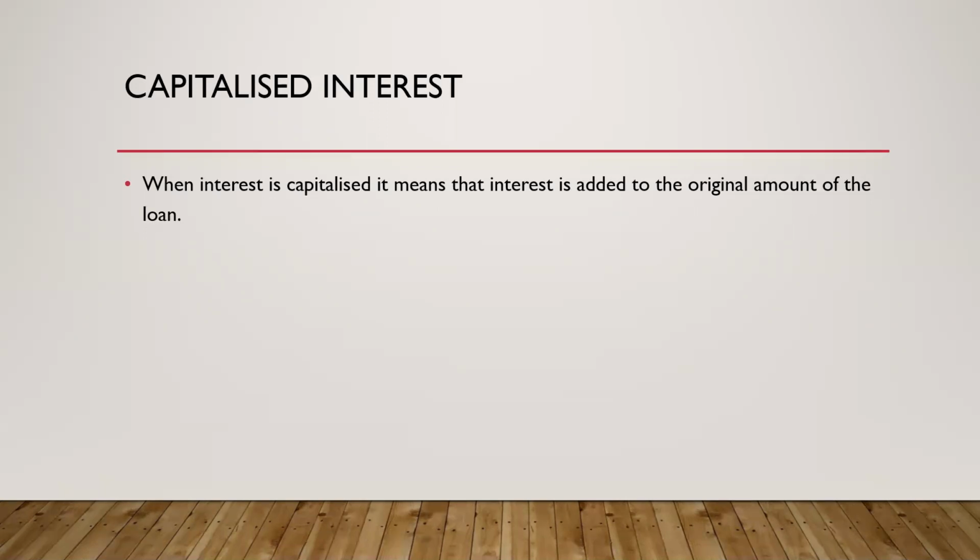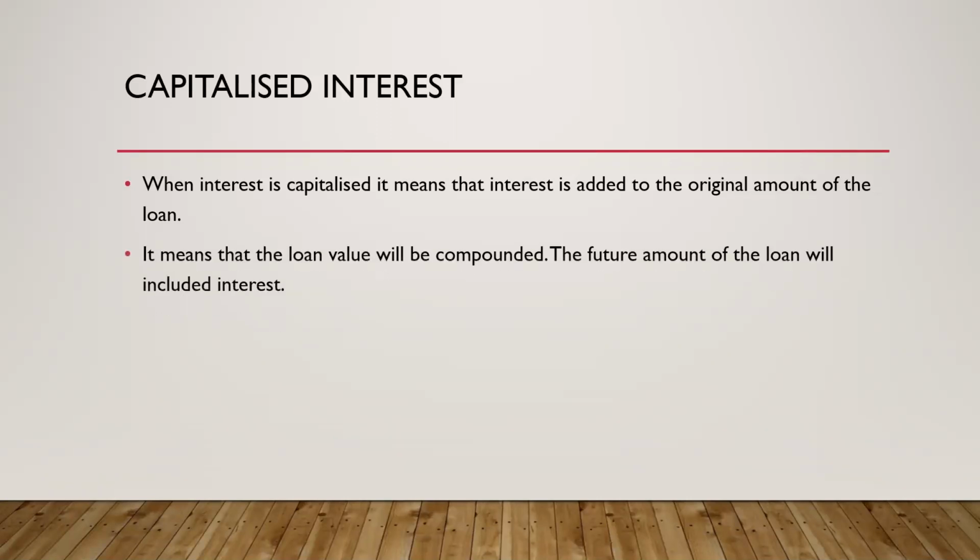When interest is capitalized, it means that interest is added to the original amount of the loan. I repeat, when interest is capitalized, it means that interest is added to the original amount of the loan. It means that the loan value will be compounded. The future amount of the loan will include interest. That's what compounding means. So if you took a loan for 10,000 Rand and you fail to pay it, and let's say interest on that 10,000 Rand is 10%. 10% of 10,000 Rand will be 1,000 Rand. It means that next year when I calculate interest, I'm going to calculate interest not on the 10,000 Rand, but on the 11,000 Rand, which is the 1,000 Rand interest plus the initial amount of the loan that you took. That's what compounding means. It means that your loan will always go up and it will be increased by the interest that is charged.